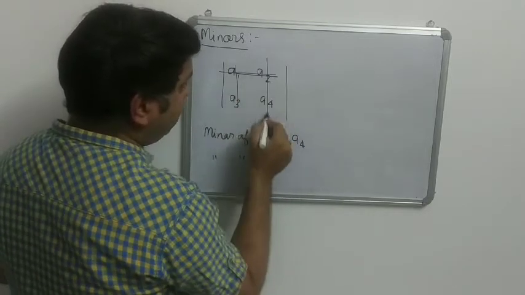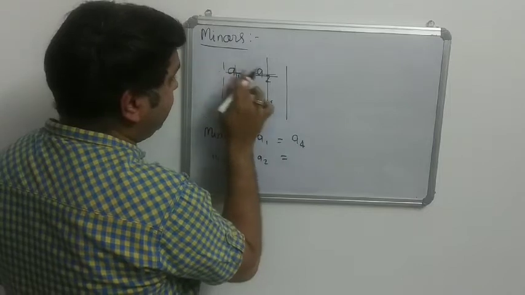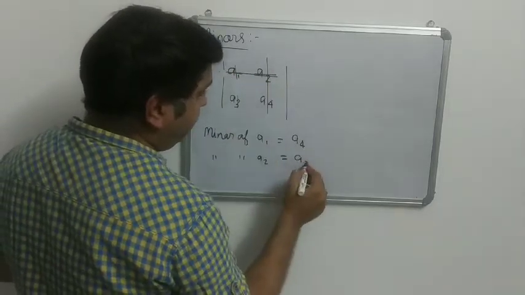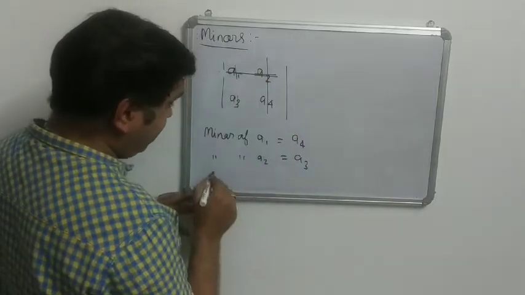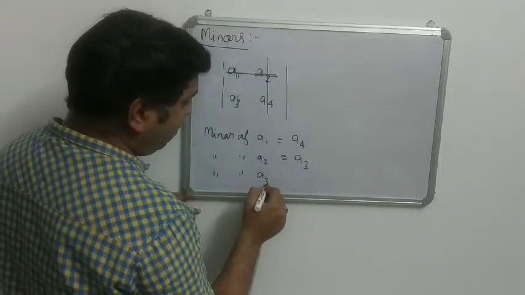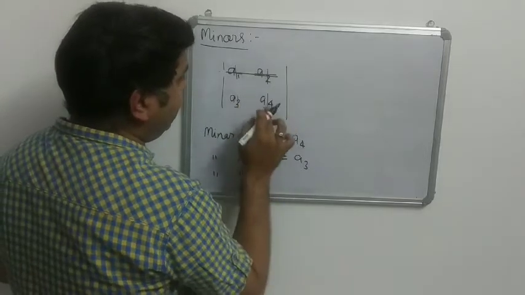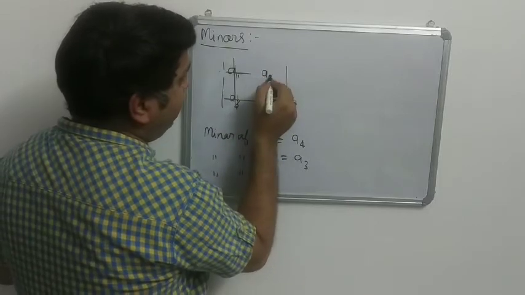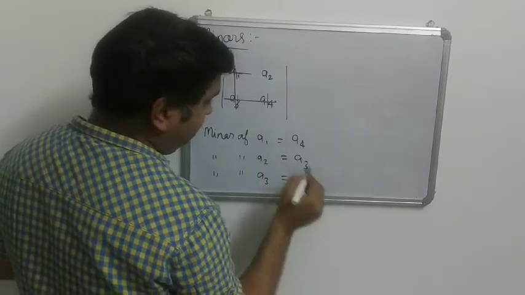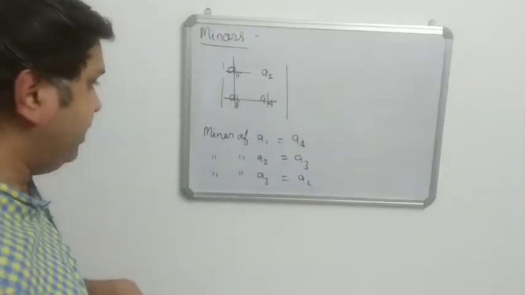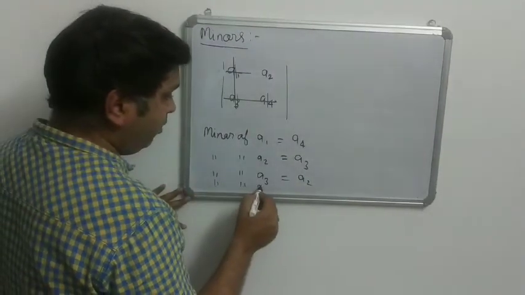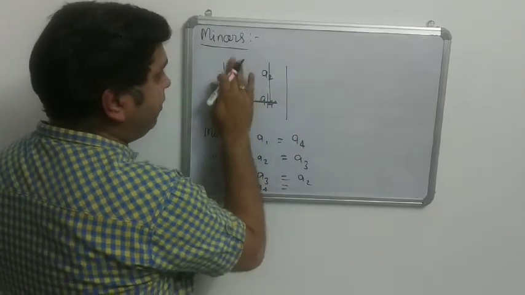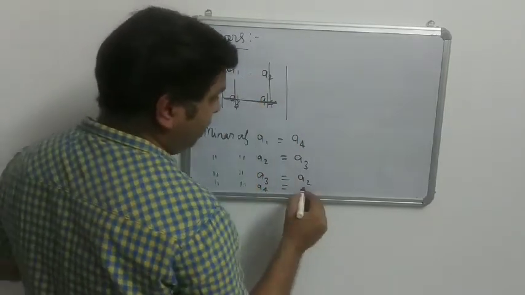And minor of a2 it will be a3. इसको कैंसिल करेंगे और इसको कैंसिल करेंगे, तो a2 का माइनर क्या है हमारे पास a3. ठीक है, सिमिलरली माइनर ऑफ a3, तो इसके लिए हमें इस रो और इस कॉलम को कैंसिल करना है. सो हियर विल बी a2, सो माइनर ऑफ a3 विल बी a2 एंड सिमिलरली माइनर ऑफ a4, तो इसकी रो और कॉलम को कैंसिल करेंगे, सो हियर विल बी a1, so it will be a1.